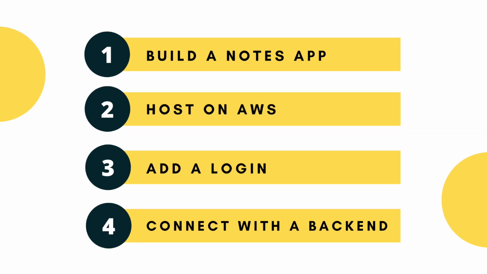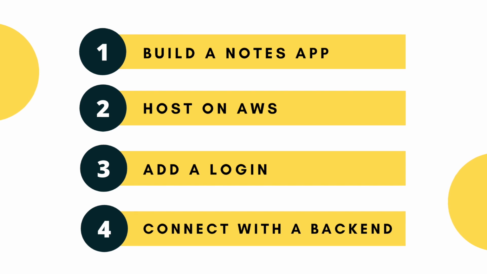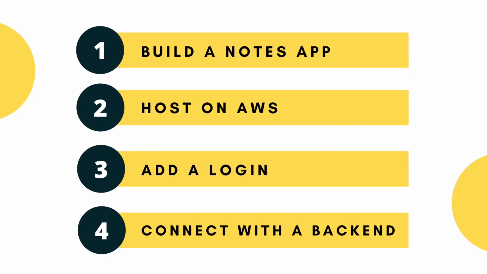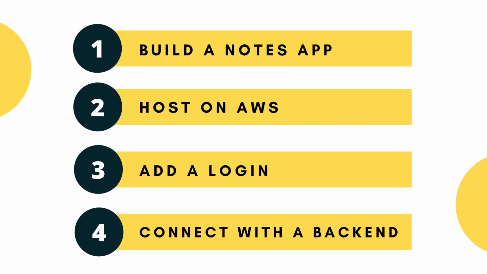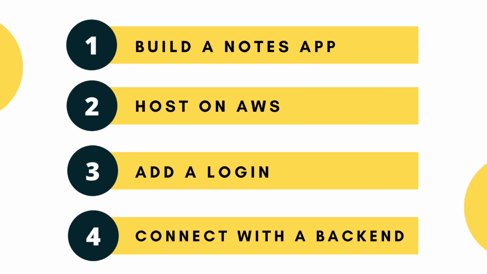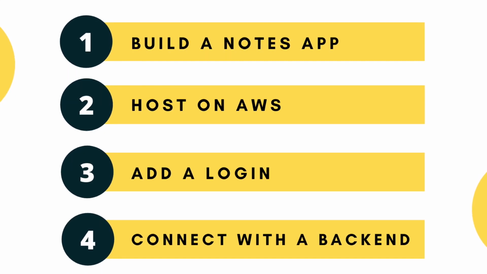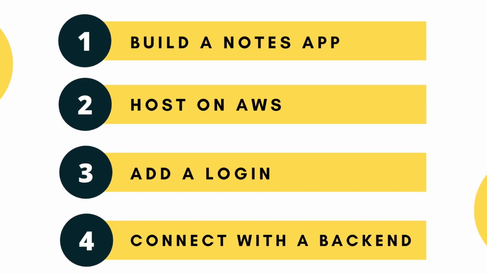Now here's the agenda. We are going to build a Notes application in Gatsby. Then we will host it on AWS using Amplify CLI. We will also use Amplify libraries together with Amplify CLI to add a user login and also to connect with an AppSync backend which uses a DynamoDB as its database.